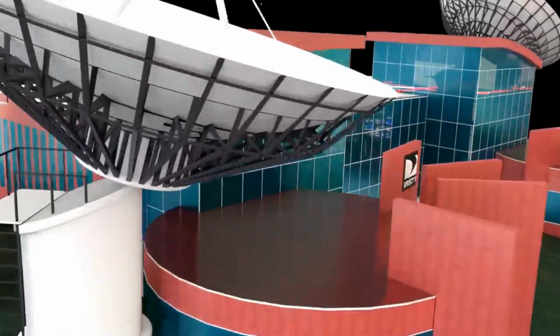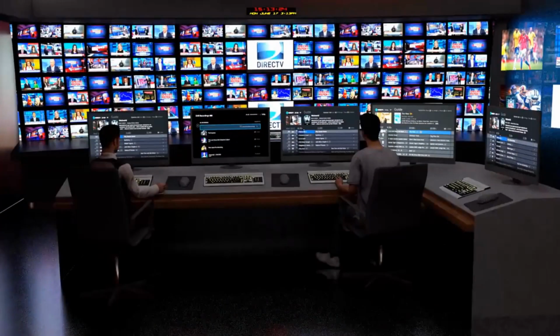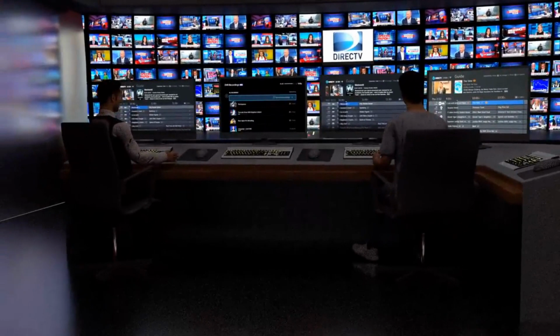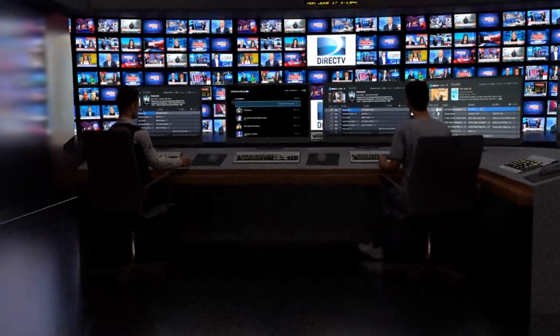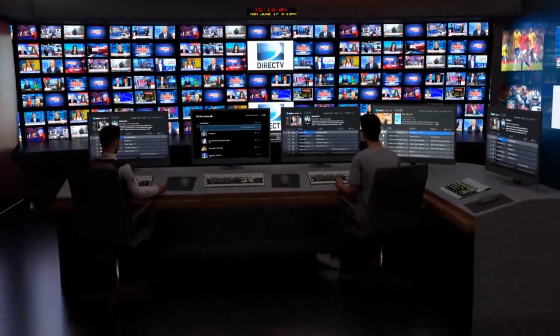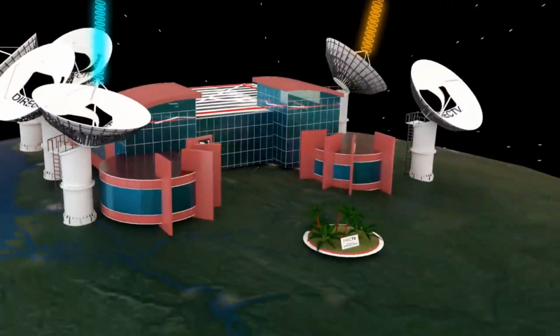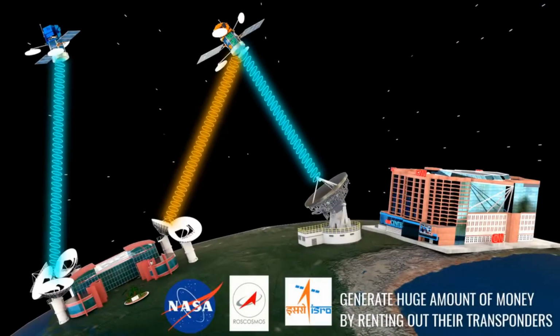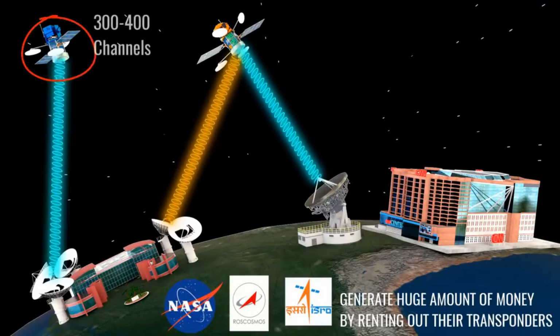At their broadcast center, they club all these content together and do video formatting like MPEG compression, standardization of bitrate, and encryption of the signal. After that, the DBS provider beams the signal to their rented transponder in a satellite. A DBS provider rents many transponders to handle the huge amount of data they have to transmit. This way, around 300 to 400 channels will be available on a single DBS provider's satellite.